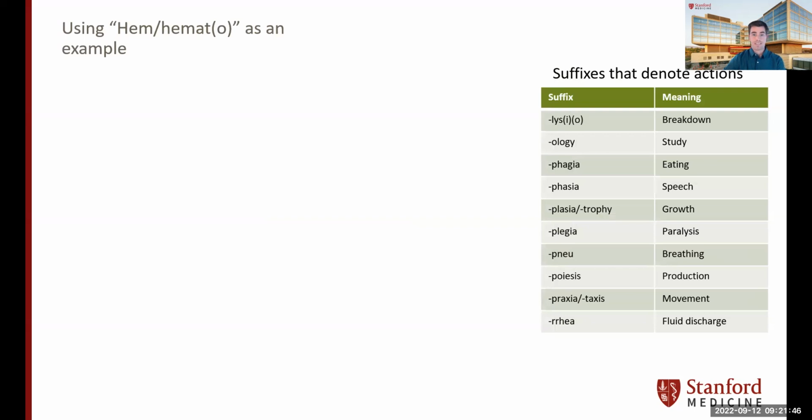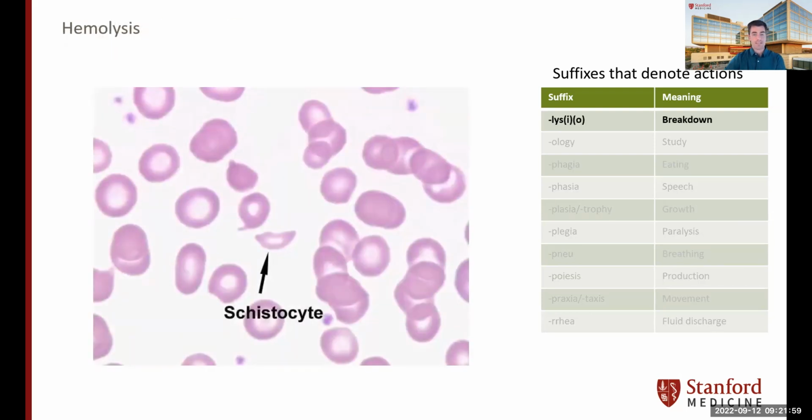Suffixes can also denote action, like what is happening to certain roots. So I'm going to use heme as an example. So heme means blood, and it can mean a variety of parts of blood. But for instance, hemolysis is the breakdown of blood. So what I'm showing you right here is something called a schistocyte, which is a helmet cell. So this is actually red blood cells that have been broken down and as a result are abnormally shaped. And that's the breakdown of blood.